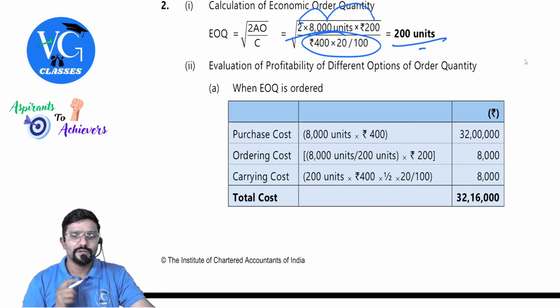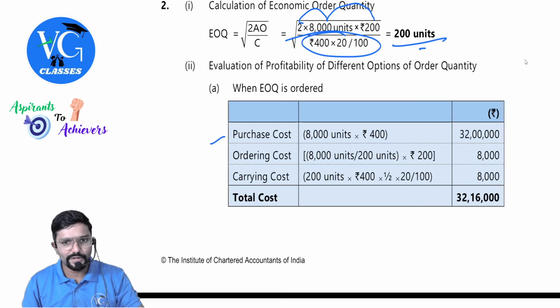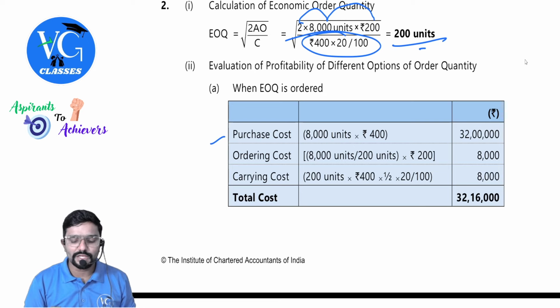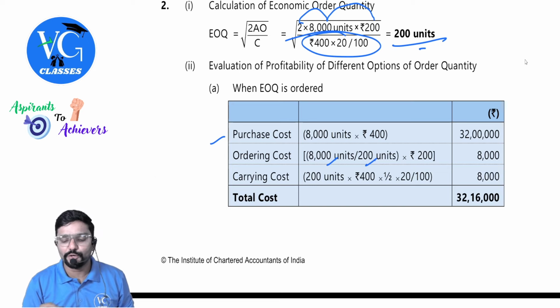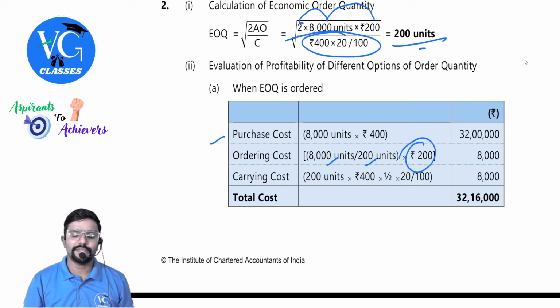Evaluation of profitability of different options of order quantity. When EOQ is ordered, what would be the purchase cost? 8,000 into 400. Then ordering cost: annual demand divided by lot size, which is 200, the EOQ, into ordering cost per order, which we will get as 8,000.